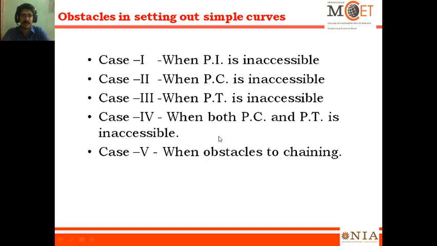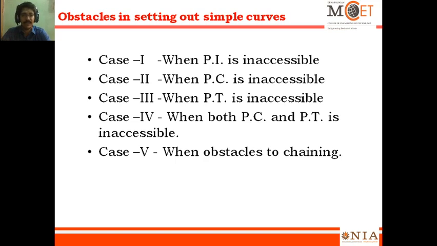Next, what are the obstacles in setting out simple curves, that is, a horizontal curve. Case 1, when the point of intersection is inaccessible, right? What will happen, how can we solve it? We have to assume a point somewhere else, such that we start from either T1 or T2. In case 2, if the point of commencement is inaccessible, the choices are only from the point of intersection or from the point of tangency. And the third case, when the point of tangency is inaccessible, vice versa, right?